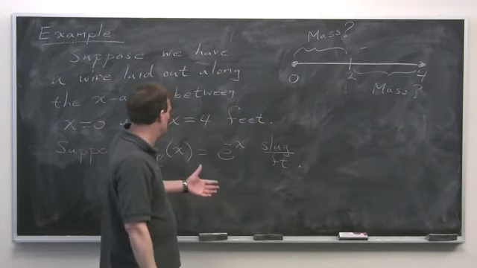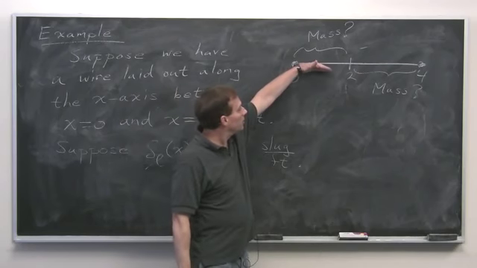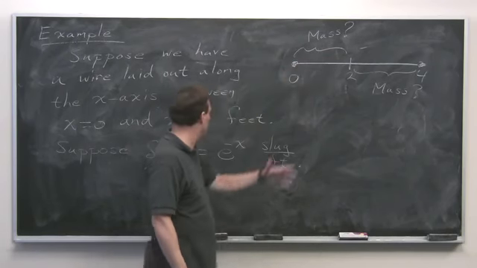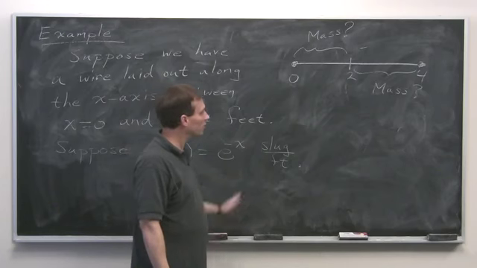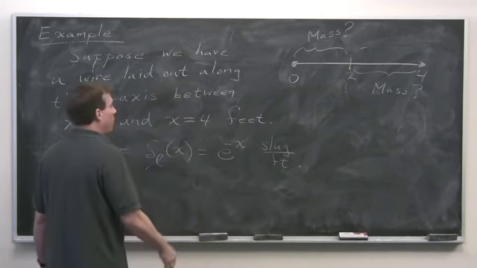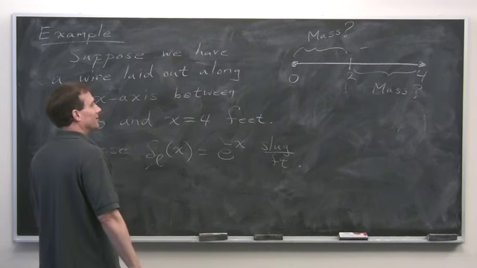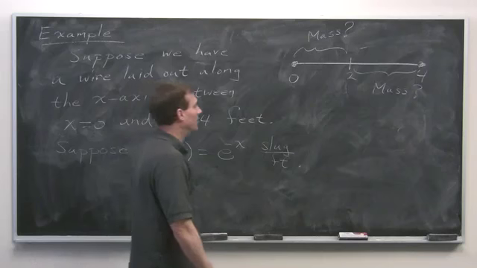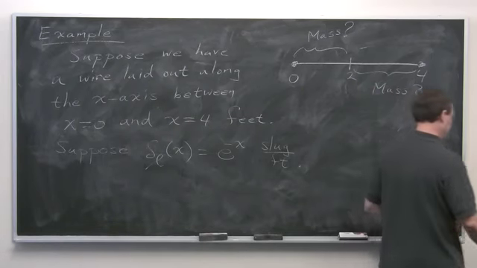Why? Because the density is a lot higher down close to where x is 0 and gets much smaller down where x is 4. How much more dense, how much more mass does the left half have than the right half? Well, let's just see.